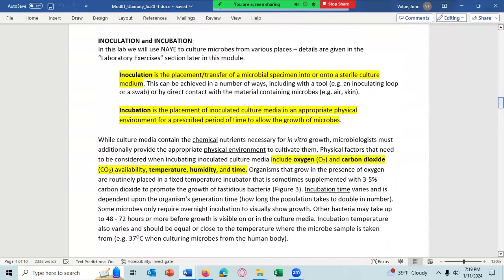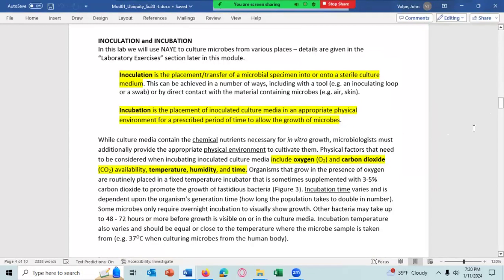And inoculation is the placement of microbes into a sterile culture medium. So when you're growing something, you will inoculate it. And then you take that culture media and you put it someplace for incubation. Usually you put it in an incubator. So incubation is placement of the culture media that's been inoculated in an appropriate physical environment for a period of time to allow the growth of microbes.